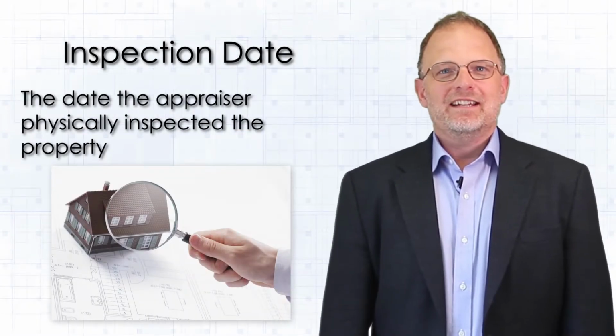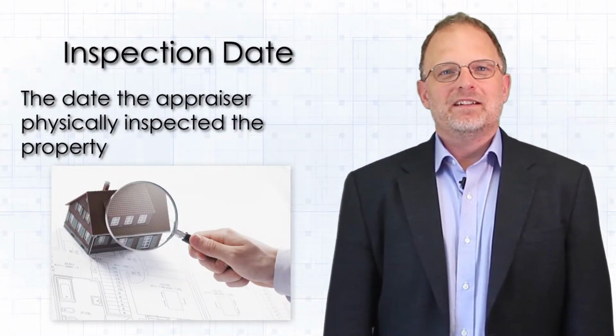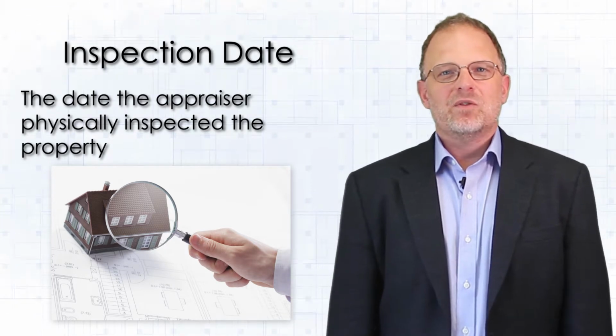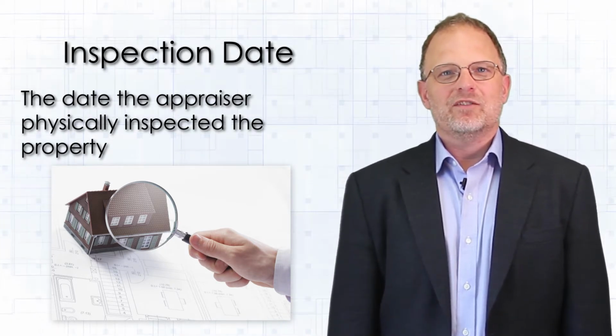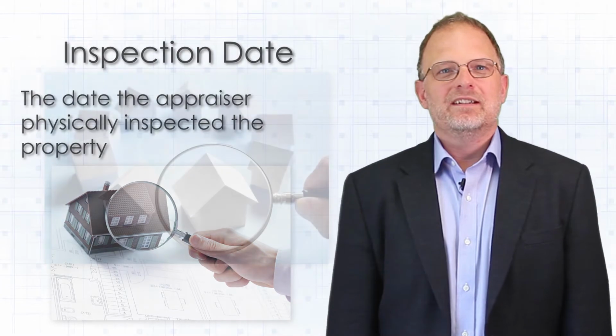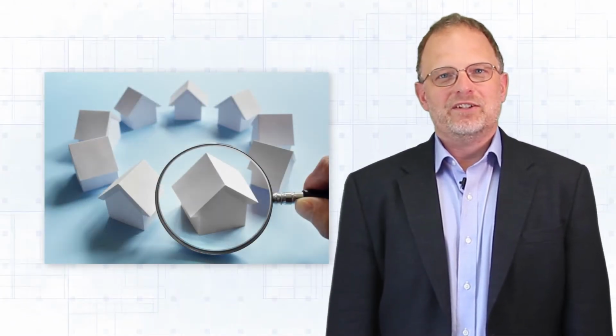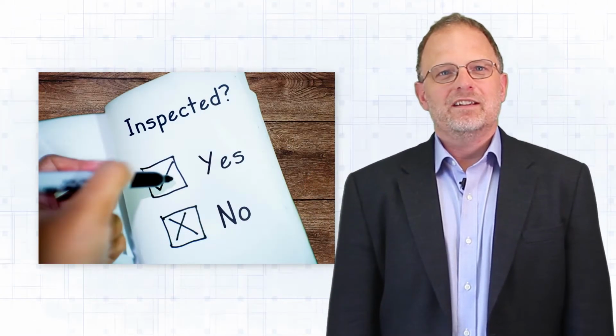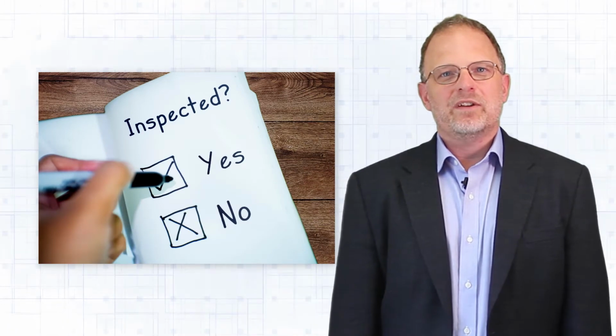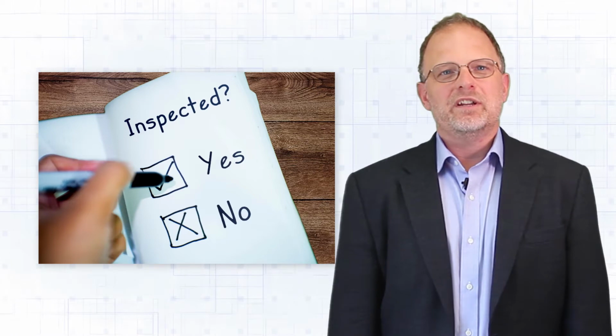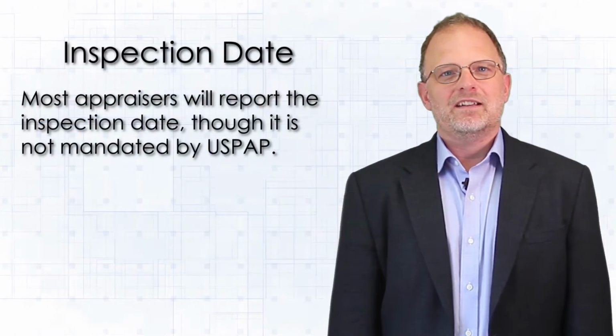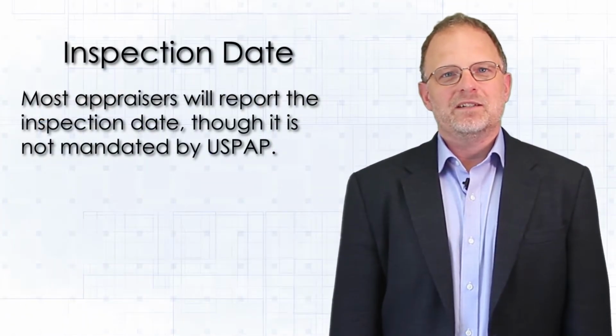The inspection date is the date the appraiser physically inspected the property or asset. Of course, if no inspection is conducted, there will be no inspection date reported. There could also be multiple inspection dates. Interestingly, USPAP requires a statement about whether the appraiser inspected the property or not, but does not require reporting the inspection date. Nonetheless, most appraisers report the date of the inspection.